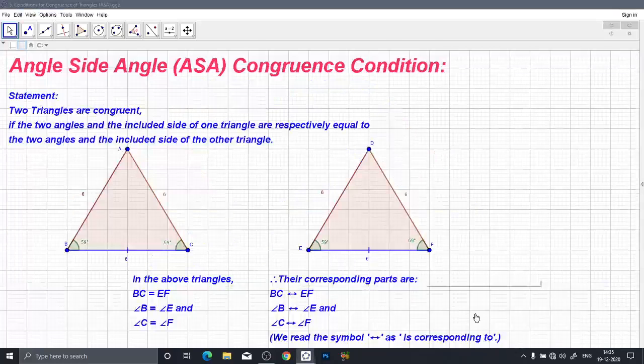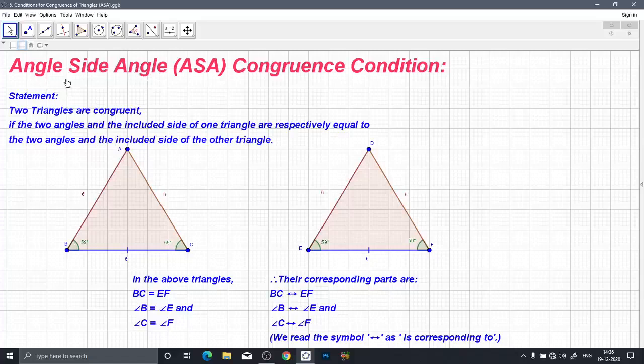Next, the third one is the angle side angle, ASA, congruence condition. Here also the name itself suggests two angles and the included side. In the previous one, we took two sides and the included angle, with the angle in the middle. Here in the middle we are taking the side.